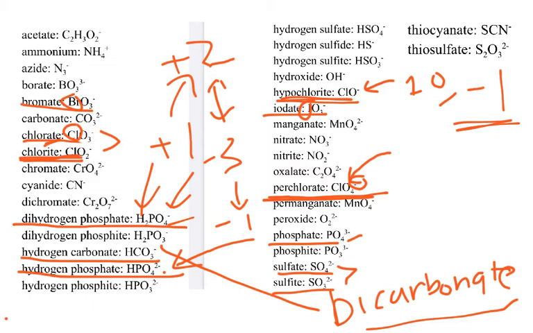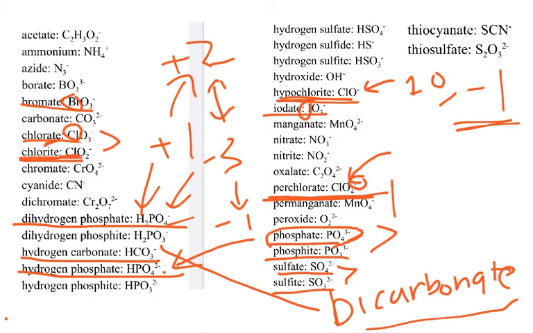Now let's look at phosphate. Phosphate is right here. PO4 3 minus. Now what if we change an ate to an ite? Well, it removes 1 oxygen. So phosphate to phosphite, same charge, minus 1 oxygen.